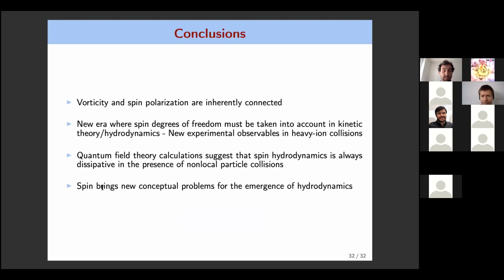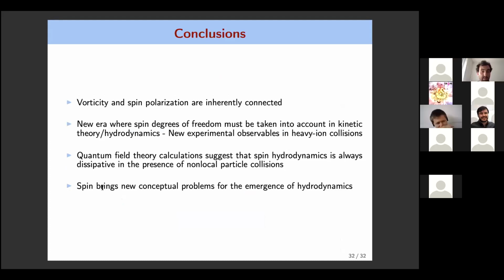Okay, so that's basically it. I discussed that vorticity and spin are inherently connected, and also that spin degrees of freedom must be taken into account. It's a natural extension to take into account spin as a dynamical variable. In general, we suggest that the presence of non-local collisions will lead to dissipative effects. And as I showed, spin brings conceptual issues in the emergence of hydrodynamics. Okay, that was it.